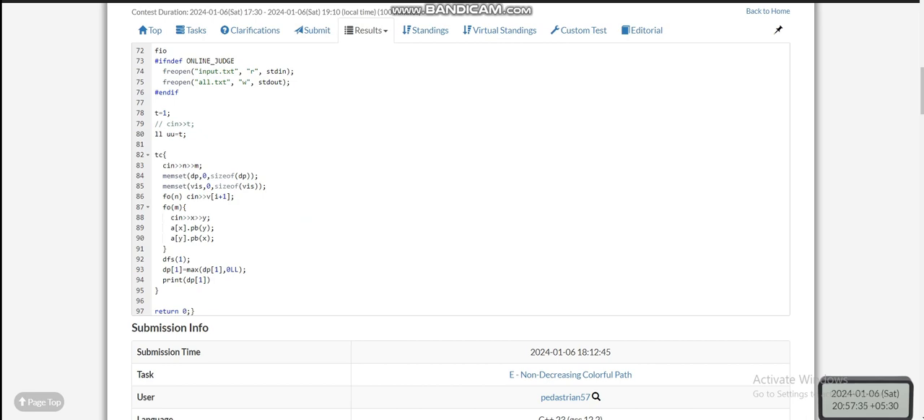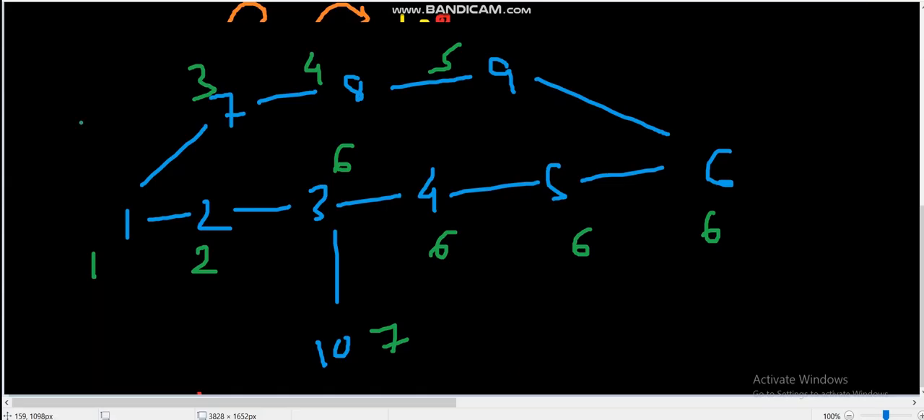But this solution is wrong. Why? So I will give you one more edge case to determine that this solution is wrong. Okay, so let me write the test case also. Now this is the edge case that I am mentioning. So why will our solution give us a wrong answer here?